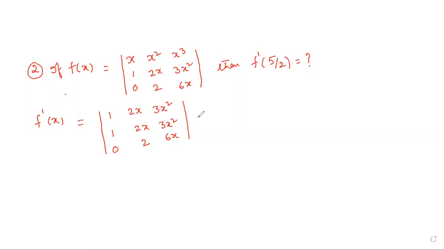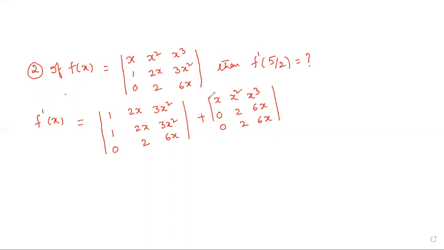Now go through the second one. It is better to do the first one, meaning 1, 1, 0. Okay, right. Now the second one: the second row is differentiated and the first row is the same: x, x square, x cube. The second row derivative is 0, 2, 6x, and the third row is the same. The first row and third row are the same.